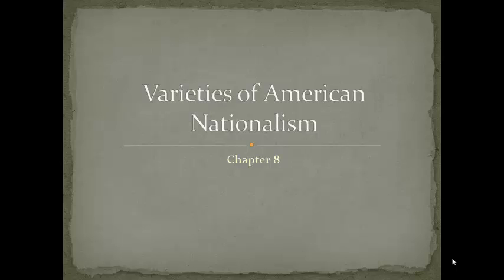Chapter 8, Varieties of American Nationalism. In this chapter, we're looking at the United States as we move beyond the War of 1812 and further into the 19th century. And we will see that as America moves further into the 1800s, we will undergo a pretty dramatic change. There's a shift in the way Americans live their lives, from economics to politics to even where they live geographically within the country.